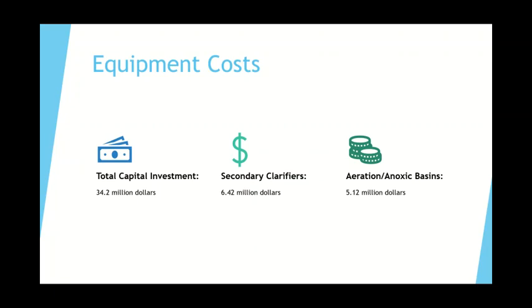Originally, anoxic basins and aeration basins were going to be costed out separately, but due to the design in the plant, they have to be combined into one value, as they share the same structure and some of the equipment.